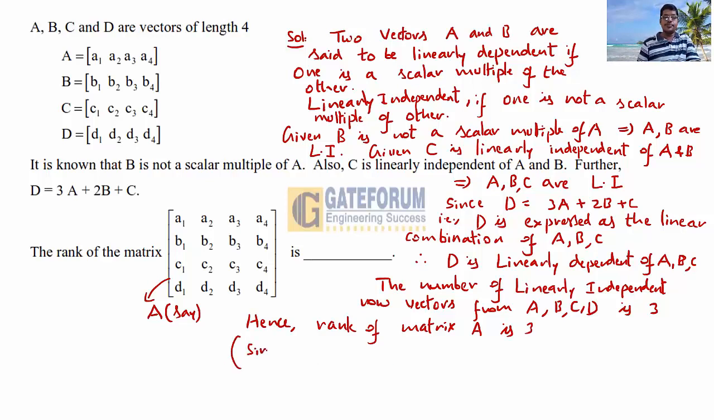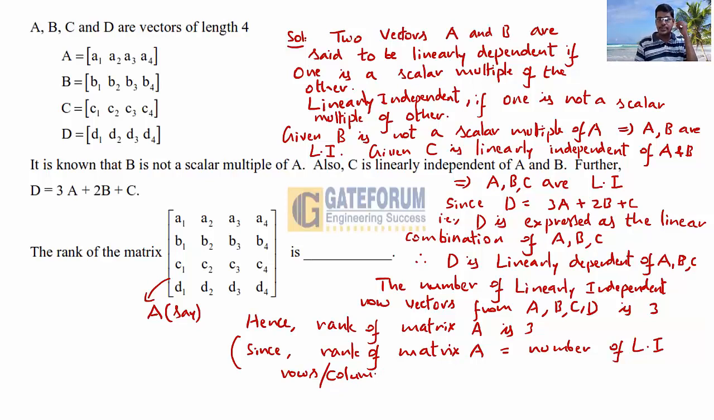Since the rank of any matrix A is equal to the number of linearly independent, that is LI, rows or columns or both. That is, rows and columns are also called vectors. This is the statement of the properties of rank. So finally the answer is 3. This is the end of the question.